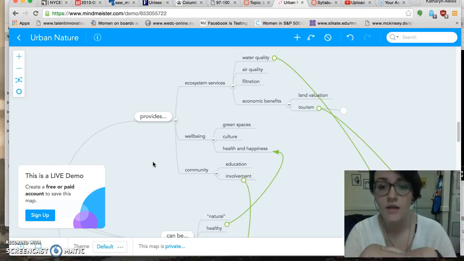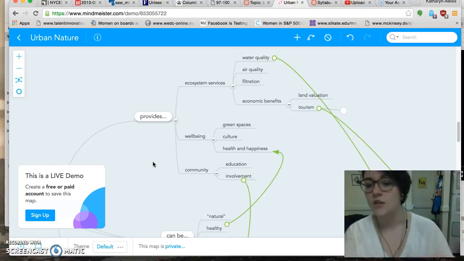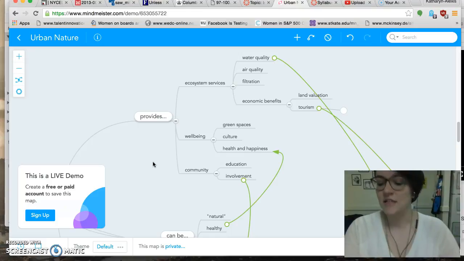It provides water quality, air quality, filtration services. It also provides economic benefits like land valuation. So if something like the High Line is built, which is a form of urban nature, then all of a sudden all of those apartments right next to the High Line skyrocket in value. I think between 2005 and 2011, the apartments around the High Line went up in value 103%, which is outrageous considering the recession that we had. It also provides the economic benefit of tourism, which again, the High Line is a pretty good example of.